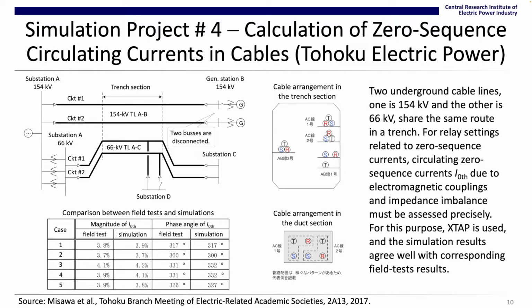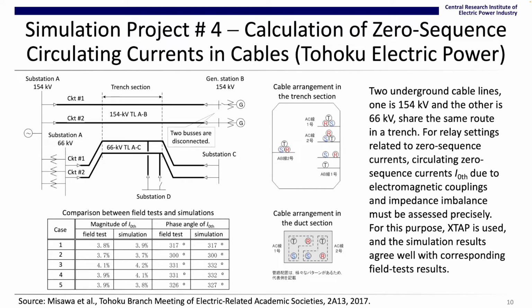A similar simulation, simulation project number 4, was carried out by Tohoku Electric Power Company. In this case, a part of the simulation results was presented in a technical paper. Two underground cable lines, one 154 kV connecting substation A and generator station B, and the other 66 kV connecting substation A and substation C, share the same route in a trench. The cable arrangement in the trench is shown here.